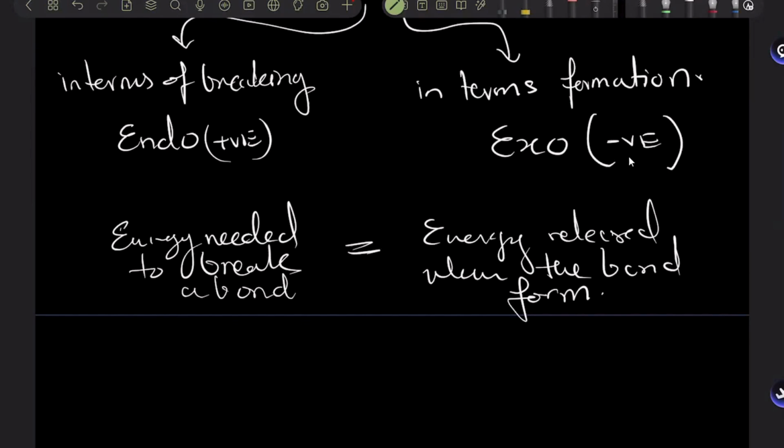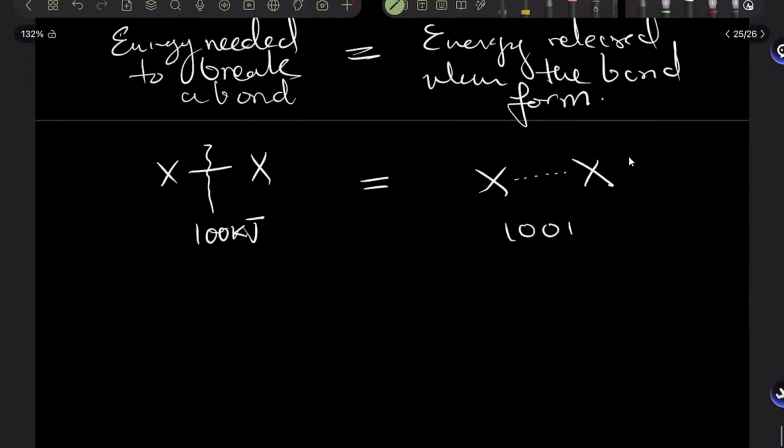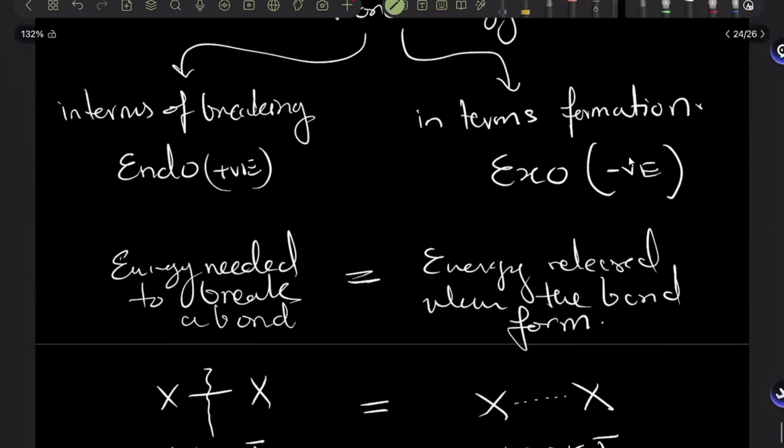So if I needed to break a bond between these two X atoms using 100 kilojoules, the same energy would be released when this bond forms again. It would be 100 kilojoules again, but since it is released energy, it would be negative 100. And since I was breaking the bond over here, I have to provide 100. Clear? So bond energy in our syllabus, we always define in terms of an endothermic process, in terms of breaking, and it is always positive for us. It's never negative for us.